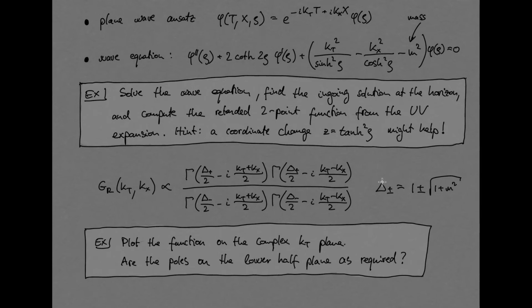That is the exercise. And once you have this result, you can analyze the behavior of this retarded correlation function. You can plot this function on the complex kt plane. That's the complex frequency plane at a fixed value of kx. Okay, so since this is the retarded correlation function, all the poles of the function have to be on the lower half plane. Otherwise, if you have a pole on the upper half plane, that would signal an instability in the system. So part of the exercise is checking that all the poles are on the lower half plane as required. And finally, you can go back to the 2002 paper of Son and Starinets and compare this formula with their result.